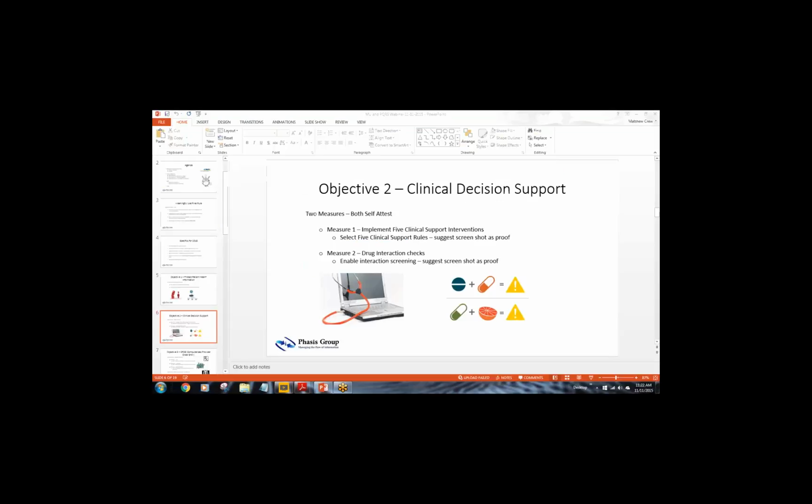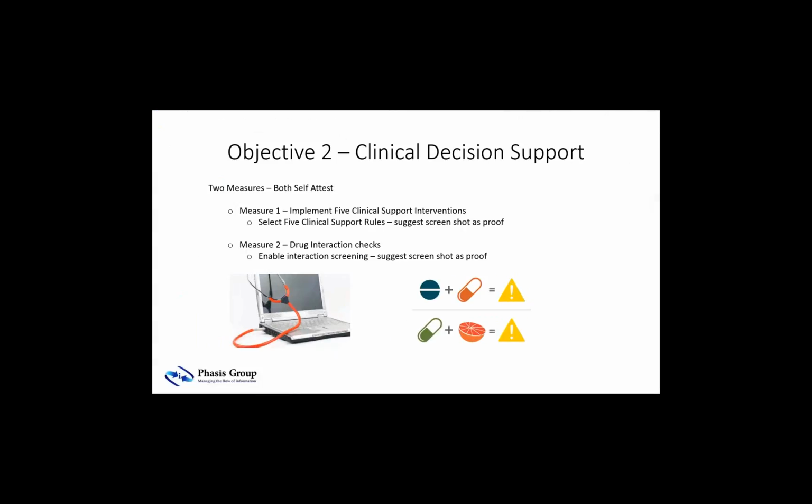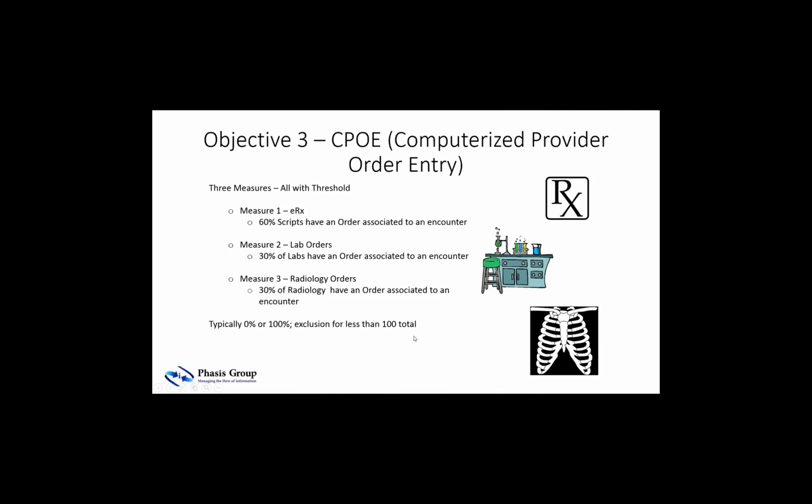So that's the clinical decision support. The next objective, number 3, is computerized provider order entry, also known as CPOE. There are 3 measures in this objective, all of which have thresholds that must be met.